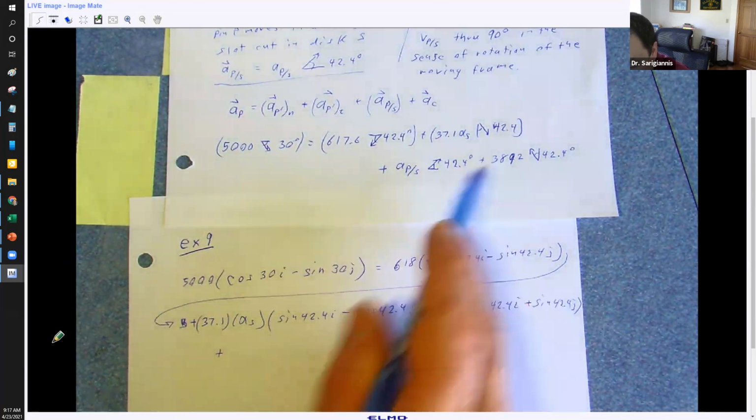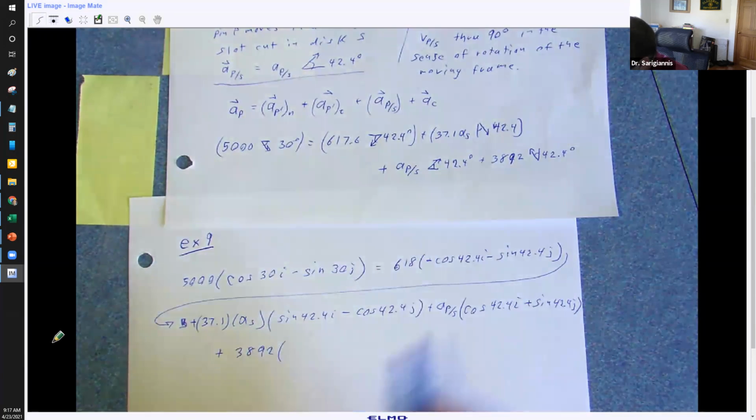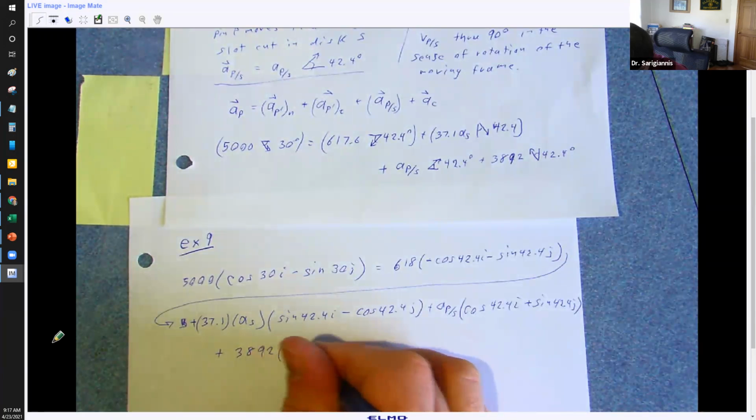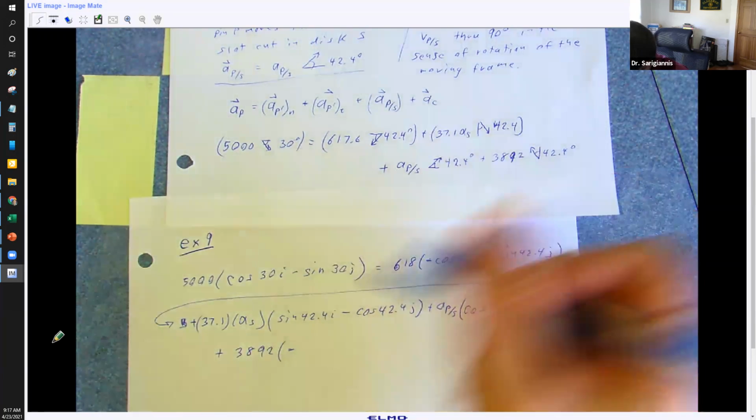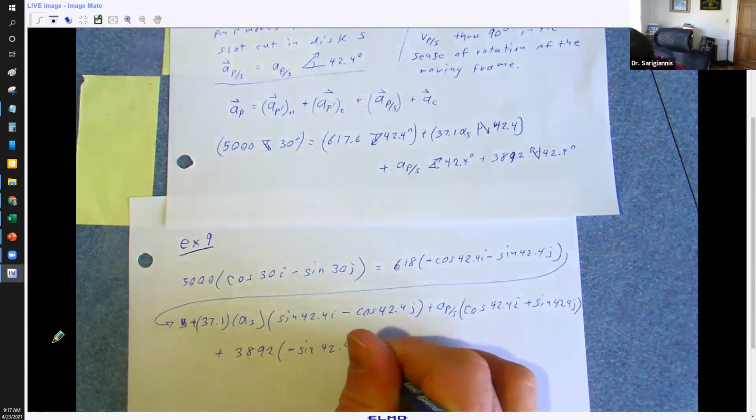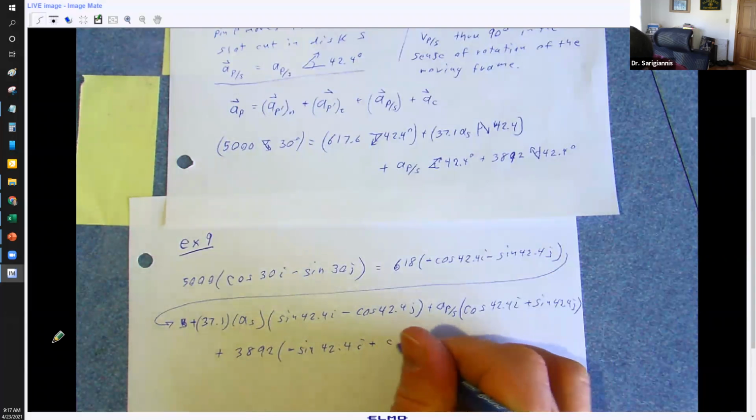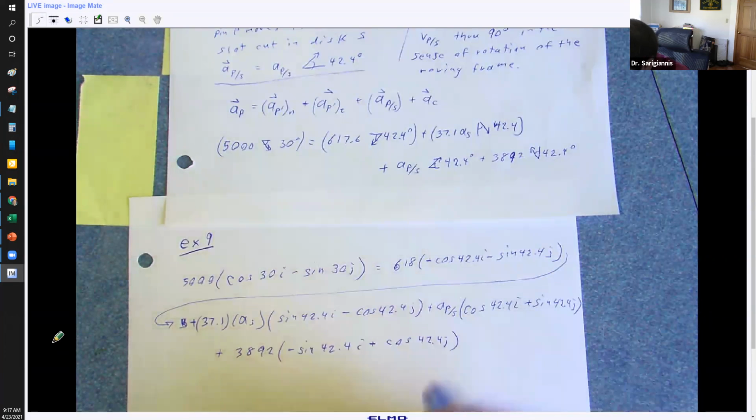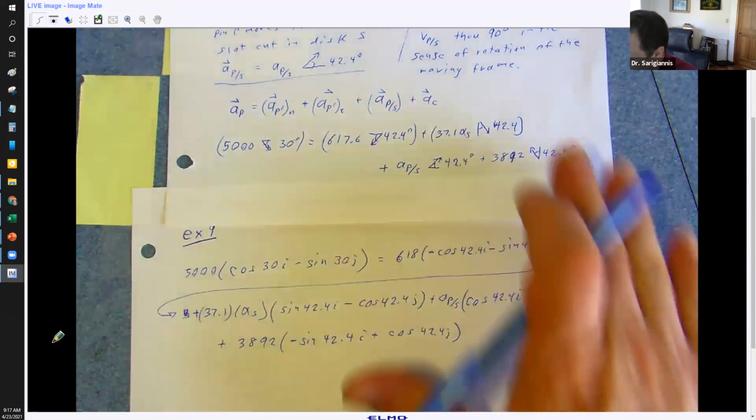Finally, we got the 3892 term, and that's pointed up and to the left. So it's a negative. Remember, you're given this inside angle between the vertical axis. So negative sine 42.4 I plus cosine 42.4 J. All right, this took a lot more room than I thought.